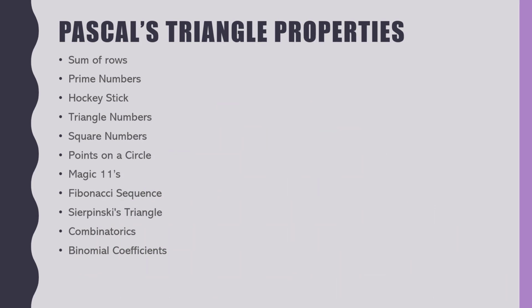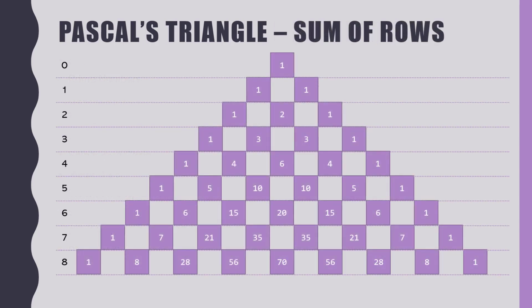And we'll talk about each one of these. The sum of the rows, we'll talk about that. Prime numbers, the hockey stick, I don't know if it's the hockey stick theorem or the hockey stick property, whatever. Triangle numbers, square numbers, points on a circle, magic 11s, the Fibonacci sequence, Sierpinski's triangle, combinatorics, binomial coefficients. All these things are things that are hidden, if you will, in Pascal's triangle. Okay. Some of the rows.